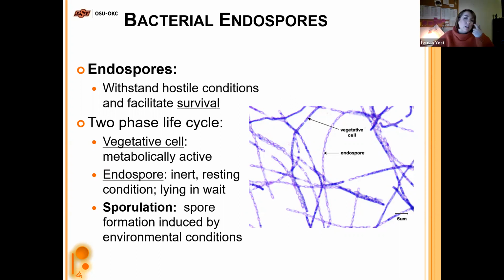The vegetative cells are the normal ones that are metabolically active, doing the normal stuff, dividing and all of that. Sporulation is a term that refers to spore formation, which is making the endospores. If you are a vegetative cell and you're like, oh man, stuff's getting real, I need to hunker down, that act of hunkering down and making your endospores is sporulation.